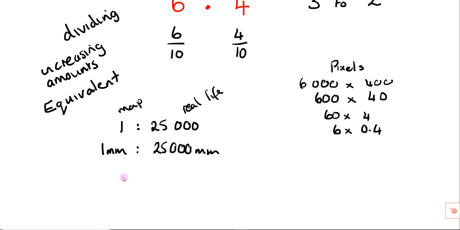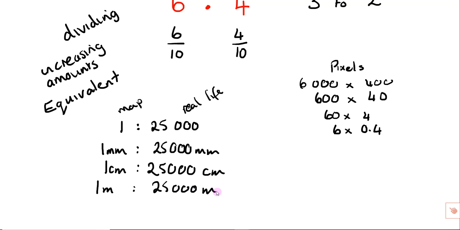If I were to measure on the map 1 centimeter, in real life I would actually be measuring 25,000 centimeters. And if I had a big map, 1 meter would be 25,000 meters. So, stop. The thing about units, if I'm expressing a ratio, both sides of the ratio should be the same unit, and then I don't need to worry about units.